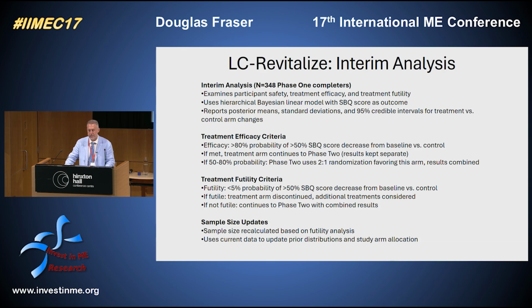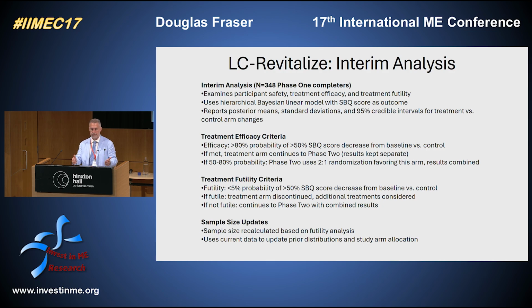We're using a Bayesian approach, which means as we move forward from phase 1, we can incorporate the data from phase 1 so that it's always moving. It's a very fluid statistical way of looking at the data so that we're always keeping on top of things. And we have reports of means, standard deviations, credible intervals for treatment and control arms. Our efficacy criteria, we're looking for a greater than 80% probability of having a 50% drop in the SBQ scores. If met, the treatment arm continues to phase 2 and the results are kept separate. If 50-80% probability is met, then phase 2 uses a 2-to-1 randomization favoring this arm and the results are combined.